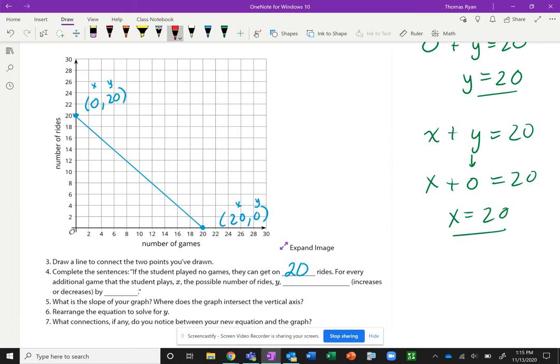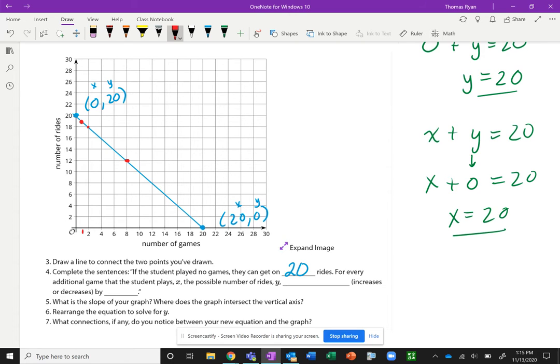For every additional game a student plays, imagine that now we want to play 1 game. So 1 is going to be here. That's how many rides we could ride. What if we wanted to play 2? That's how many rides we could ride. If we wanted to go all the way to 8, this is how many rides we could ride, right? Because the solutions have to be on the graph.